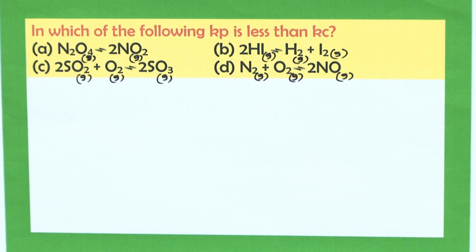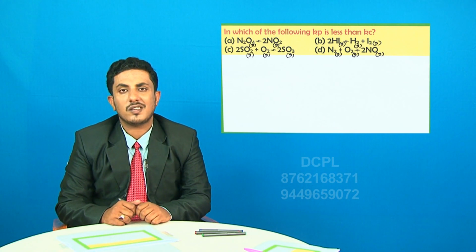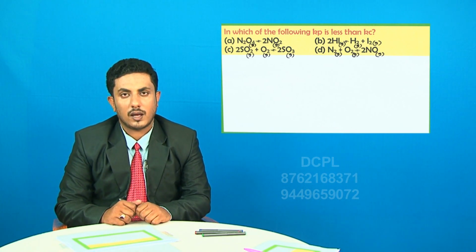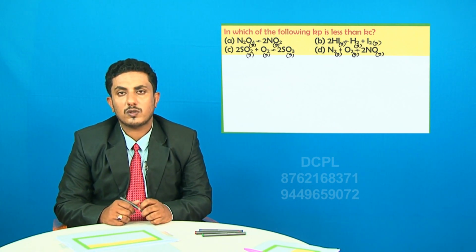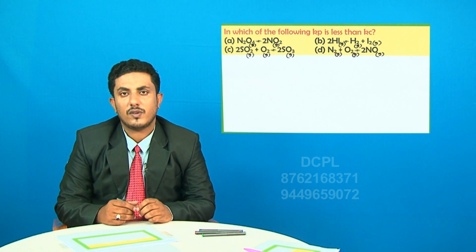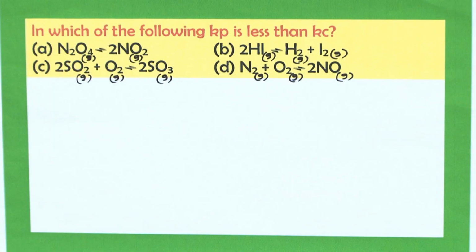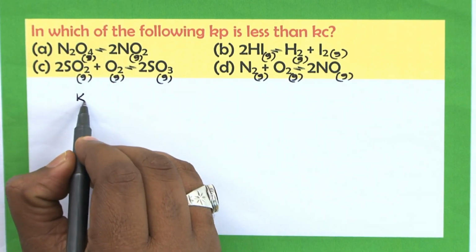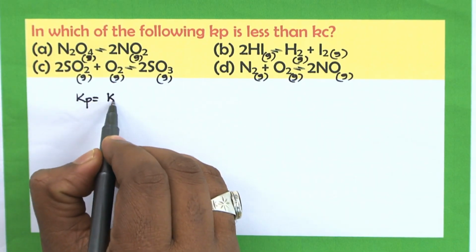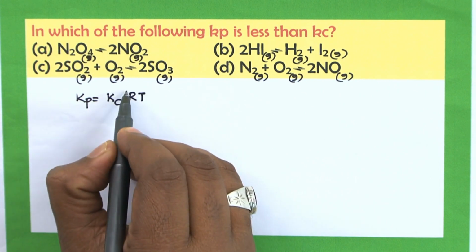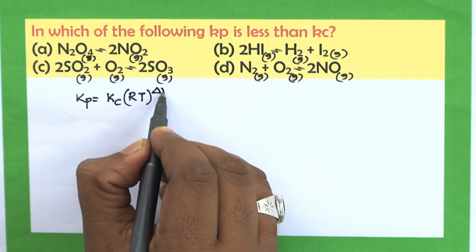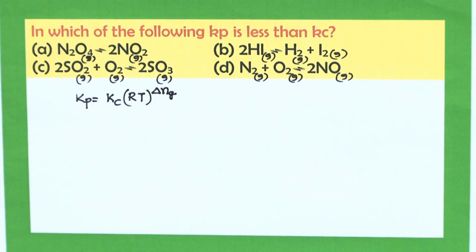Students, we know a relation between Kp and Kc. The relation between Kp and Kc is Kp is equal to Kc (RT) raised to delta n, where delta n is number of moles of gaseous product minus the number of moles of gaseous reactant. We will try to utilize this equation and we will try to solve the problem.